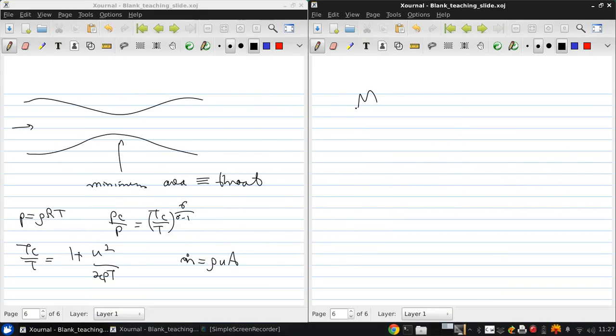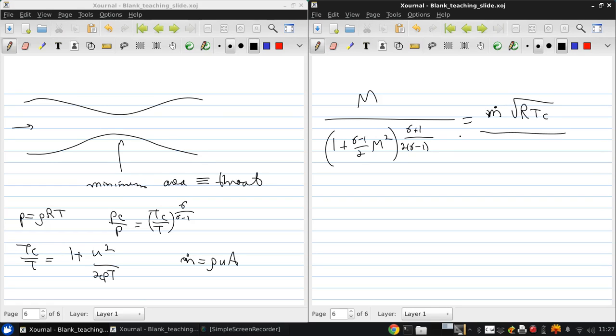Which is Mach number over 1 plus gamma minus 1 over 2 times the Mach number squared, to the power of gamma plus 1 over 2 times gamma minus 1, equals the mass flow rate times the square root of R, the gas constant, the stagnation temperature, in this case in the combustion chamber, over the stagnation pressure, also in this case in the combustion chamber, times area, and the square root of gamma, which is the ratio of specific heats.